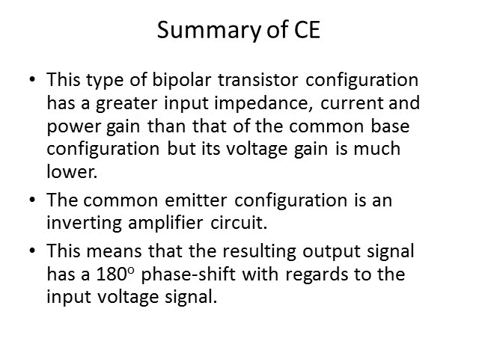The summary of the CE, that is common emitter configuration. This type of bipolar transistor configuration has a greater input impedance, current and power gain than that of the common base configuration, but its voltage gain is much lower. The common emitter configuration is an inverting amplifier circuit. This means that the resulting output signal has a 180-degree phase shift with regards to the input voltage signal.